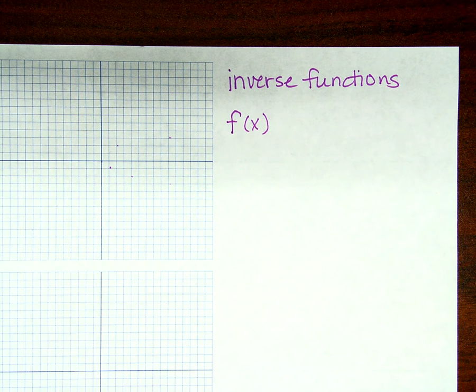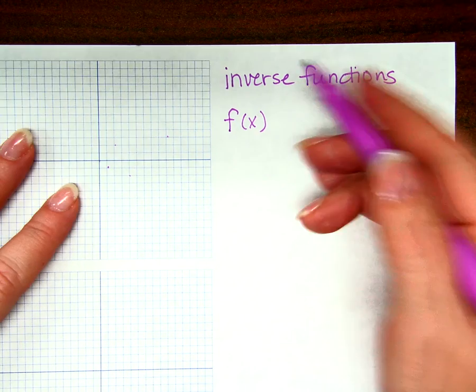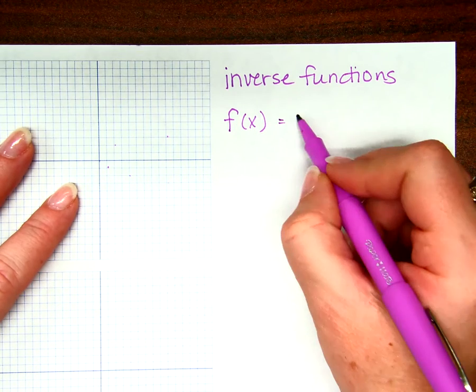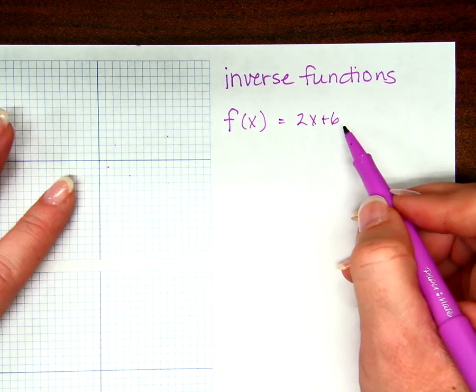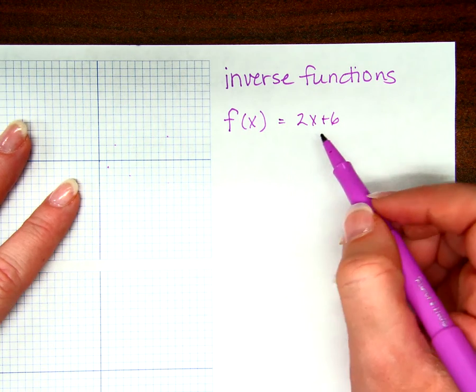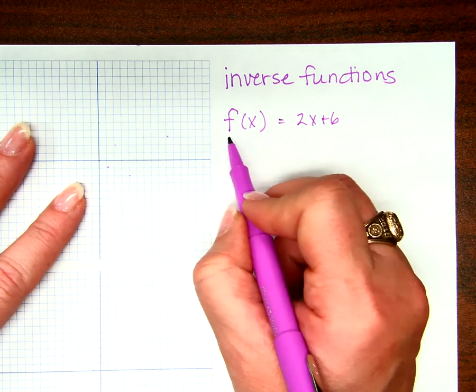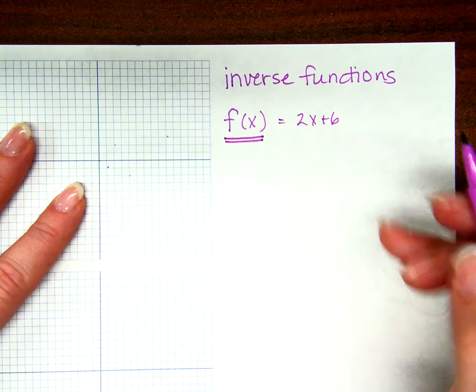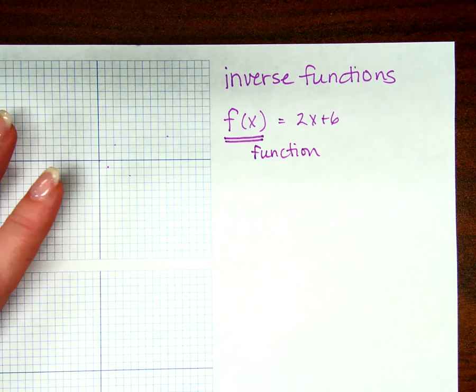Well, what does this mean right here? That means y, right? But specifically it means a function. Okay? This means we're talking about a function. I could say f of x equals 2x plus 6. I could say f of x equals 3x plus 9. I could say f of x equals 2x squared plus 12, right? Anything like that. But what I'm saying by using this notation right here is that it is a function, right?